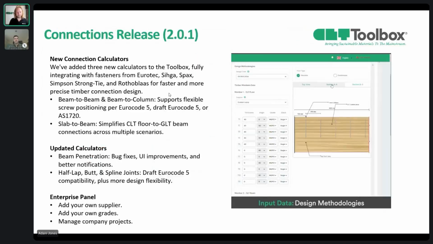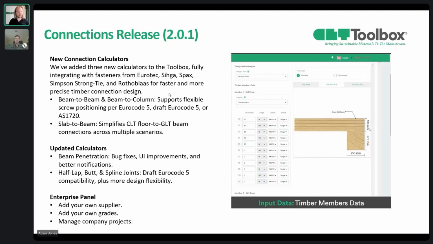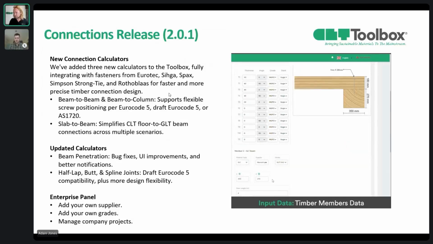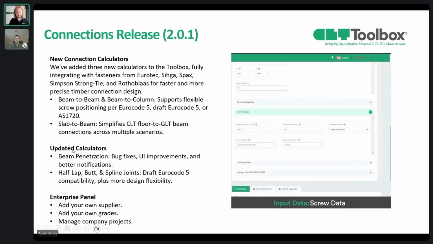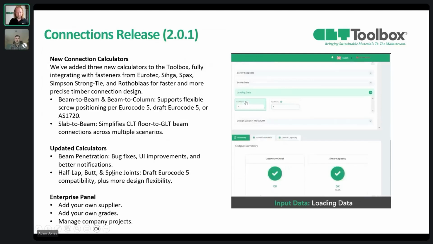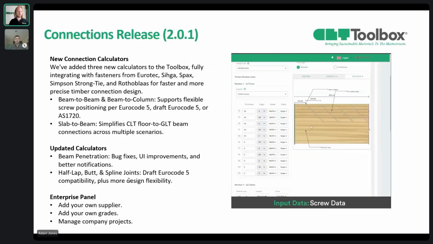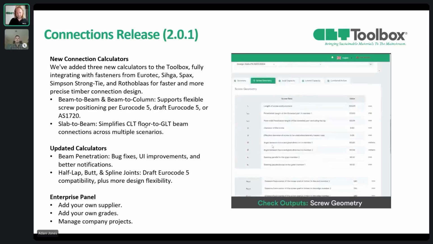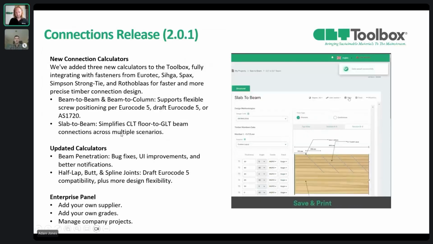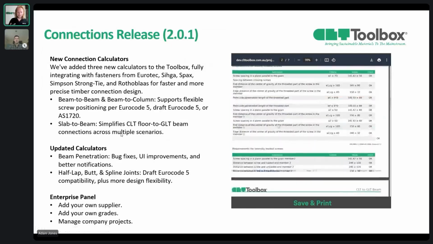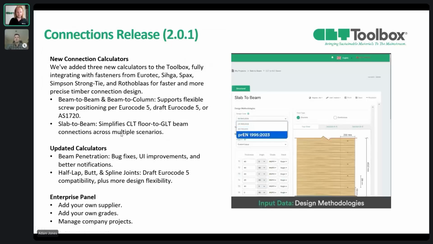So a few of the things that we've released this year. In the space of 4 weeks now, we've done 2 major releases. We've done updates to our beam penetration calculators, our half lap, butt and spline joints. We do have the new Eurocode built into all of our connection details. And we've also got basic beam to beam, beam to column connections, and a slab to beam connection, and now an enterprise panel for managing company projects and also adding your own suppliers and grades.